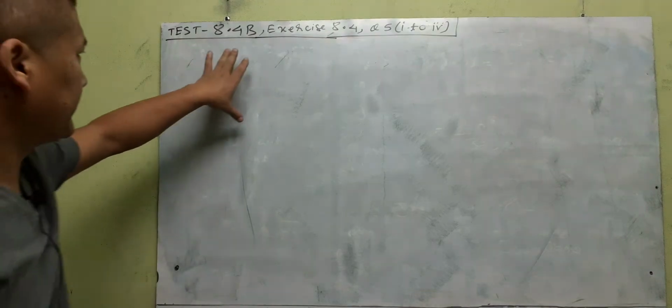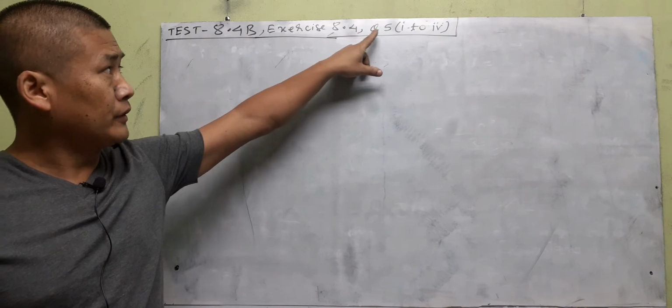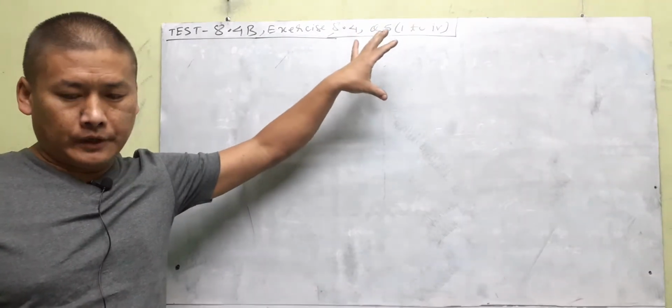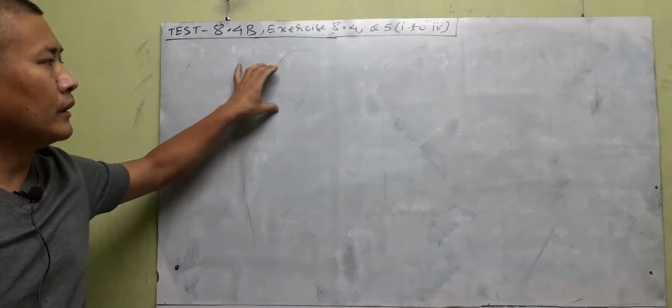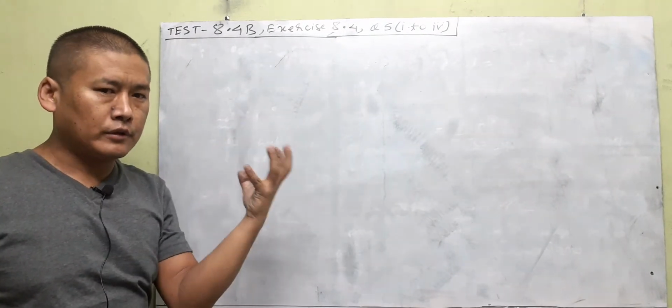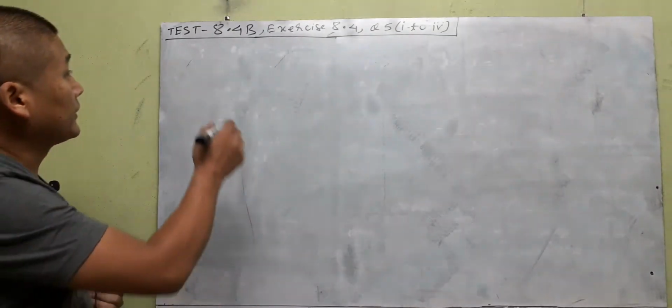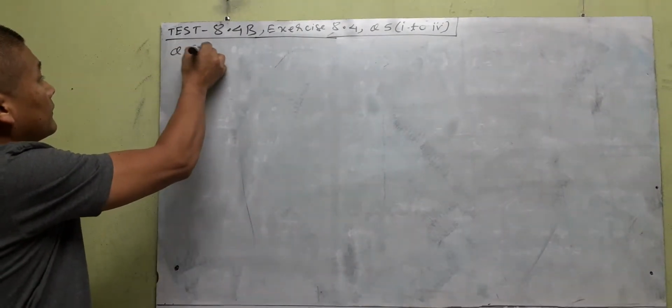Okay, so next is the test 8.4B, which will be in your exercise 8.4. These questions are about proving identities by using the 17 identities we did in the last class. We have to thoroughly know those identities, and then this shouldn't be hard. Let's start with question number 5.